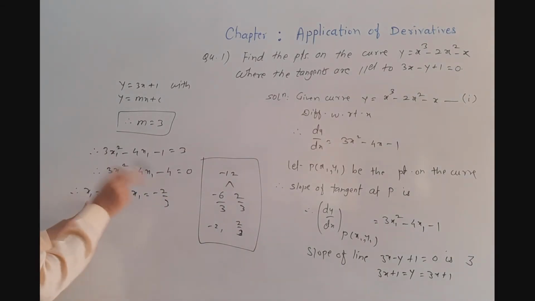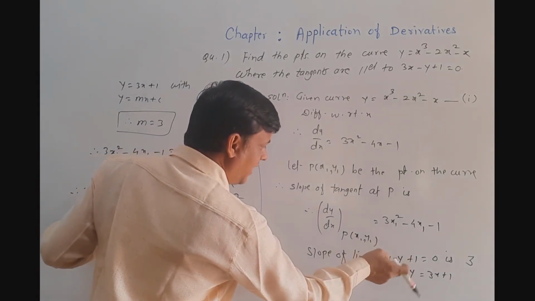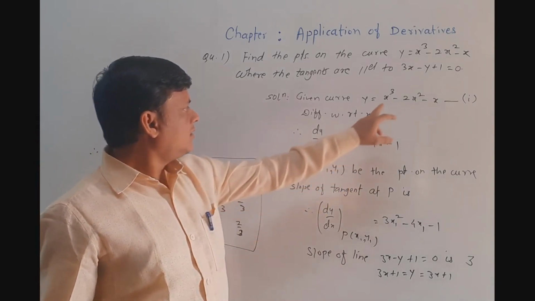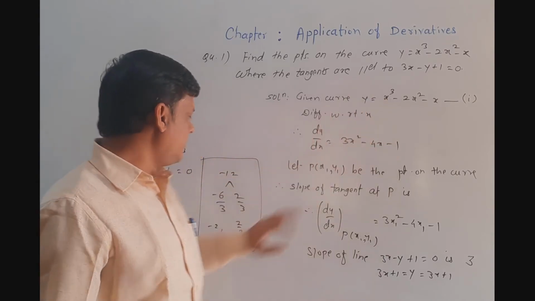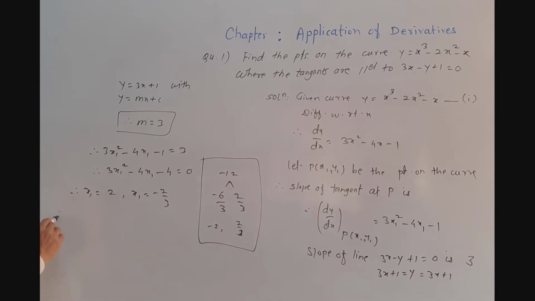Now we have found x1. We have to find from this the value of y1. So this point (x1, y1) lies on this curve. That means this point must satisfy this equation 1. So right here from equation 1 we write y1 is equal to x1 cube minus 2x1 square minus x1.